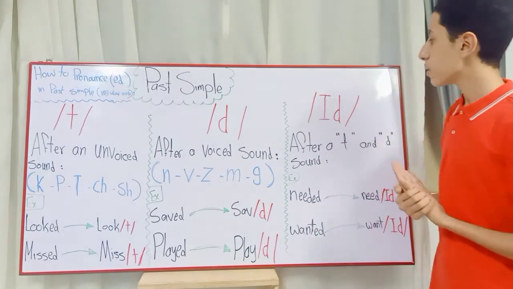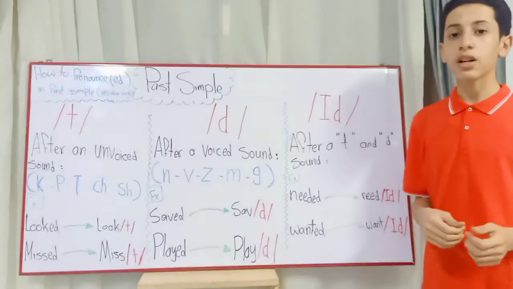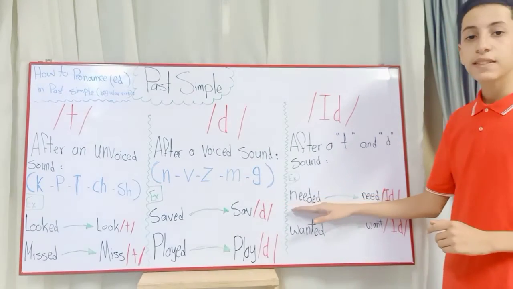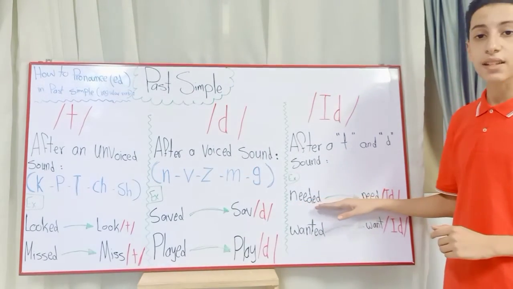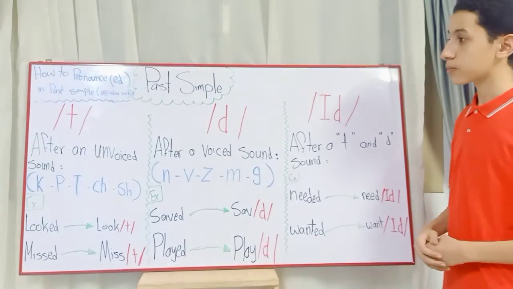And lastly, the ed is pronounced as id after a t and a d sound. For example, needed, wanted.